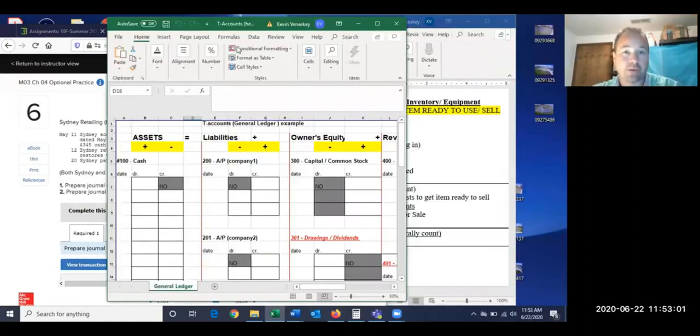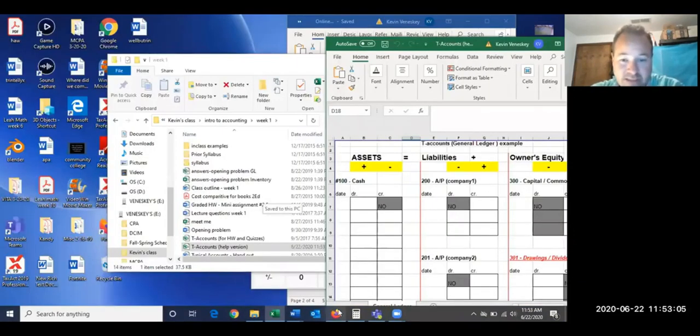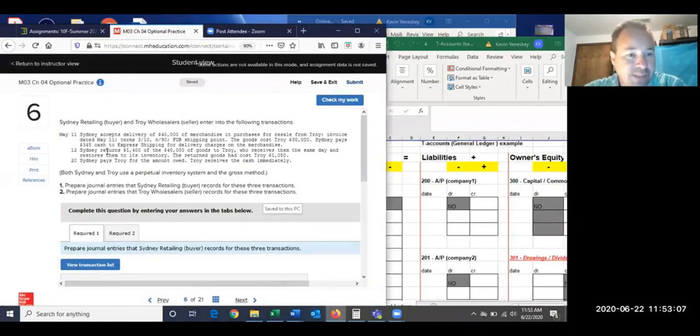Okay, here we go. So now this one, the only thing different with this example is we have shipping. So let's see how it works. Again, it looks like we're going to do it from both perspectives. I'm not really sure. Yeah, required 1 and required 2. Sydney is the buyer. Troy is the seller.